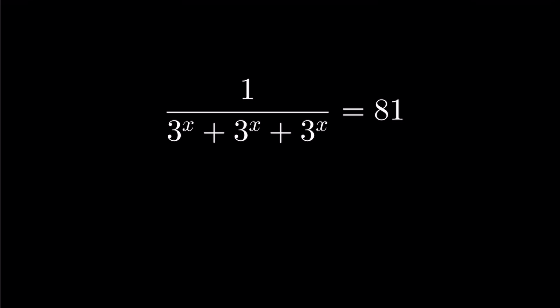1 upon 3 raised to the power x plus 3 raised to the power x plus 3 raised to the power x is equal to 81. We have to find the value of x.